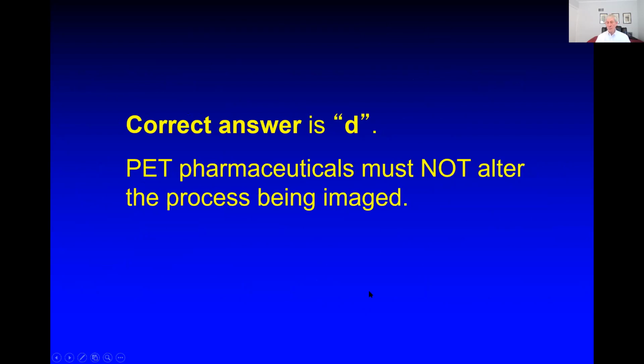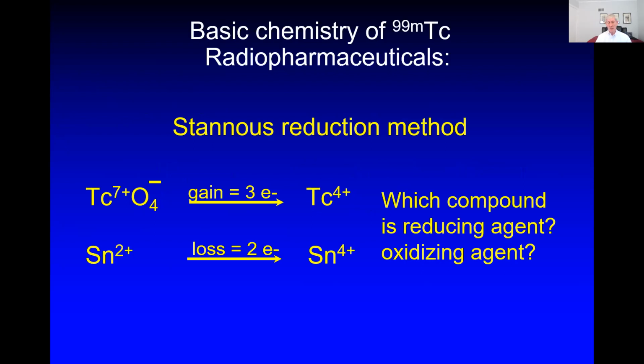Okay. We're going to take a mental break now. Any questions about anything related to radiopharmaceuticals? Anyone? Okay, good. Then we're going to take a look now at the basic chemistry of technetium radiopharmaceuticals.